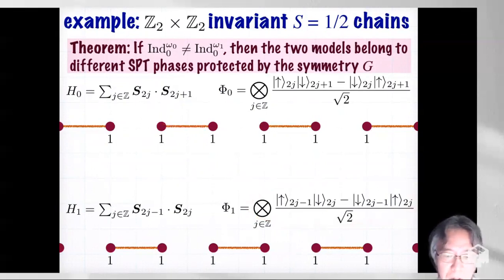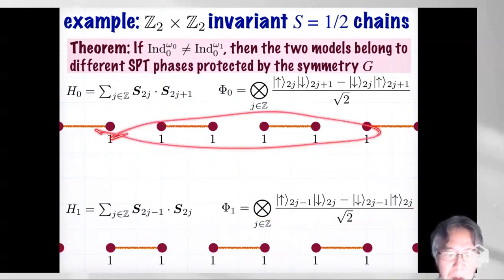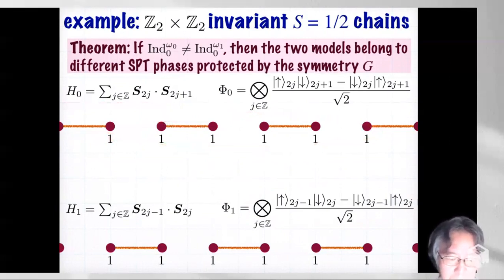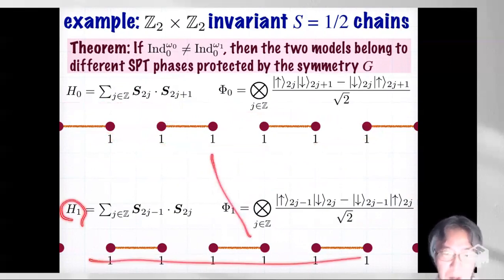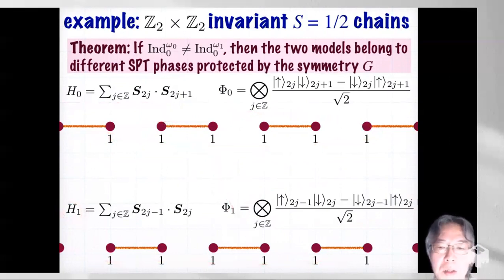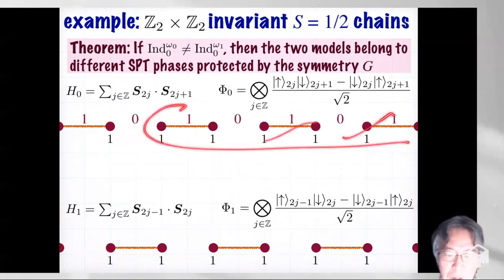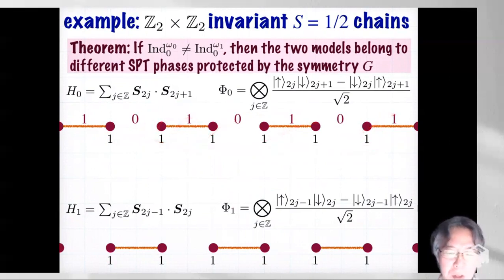So this is the ground state. If this is the ground state of this H0, then the ground state of H1 looks like this. Everything is shifted by 1. Now in this case, again, you can easily compute the Ogata index, the Pollmann-Turner-Berg-Oshikawa index, and you find that it's 0, 1, 0.